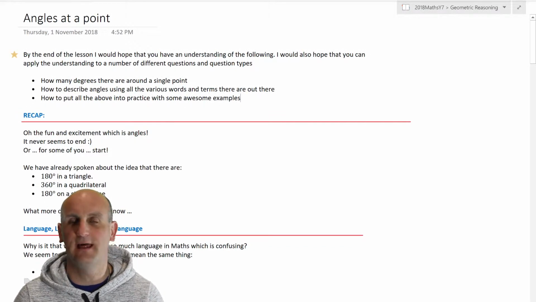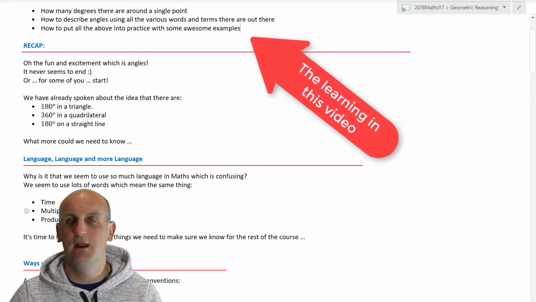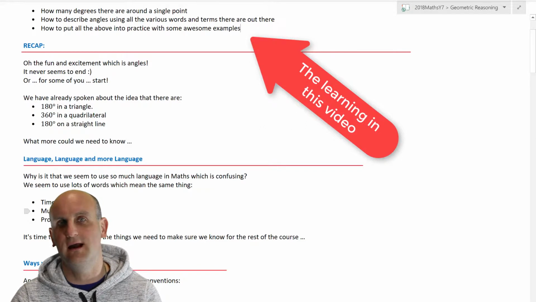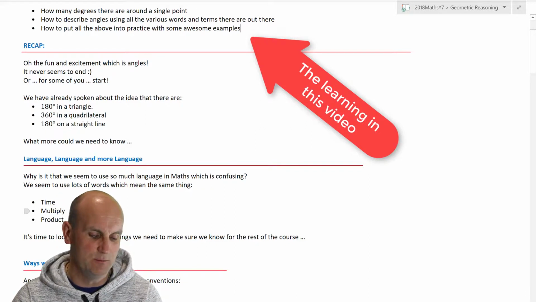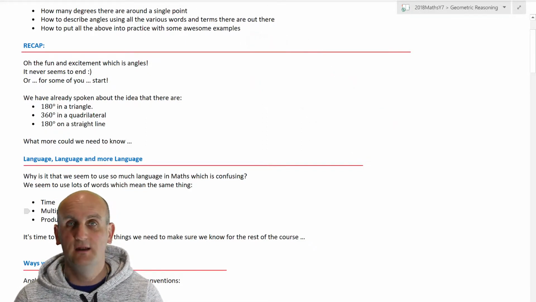Now, as I say, we're dealing with angles at a point, and behind me, you will notice as I scroll up that there is the learning for today, highlighted in that red arrow. Now, what are we looking at? We're looking at how many degrees there are around a single point, how to describe angles and write them and display them, because much of maths is about the language you use. And if you can understand the language, then pretty much life is good.